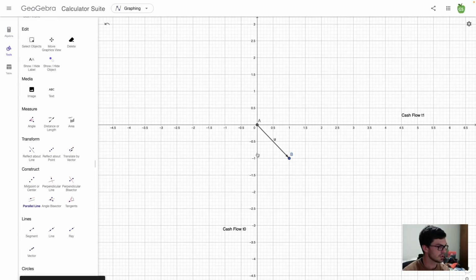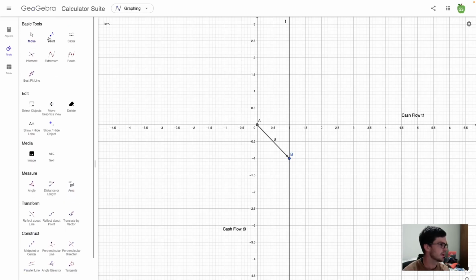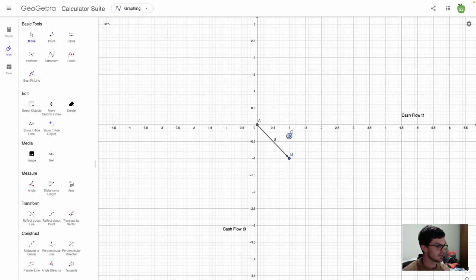I'll do a line parallel to the y-axis through our point at 1, 1. Now I'll make another point on the line, and then I'll just hide the line. Okay, so now we have this movable point. It says we're going to get a cash flow of $1 tomorrow, and today we're varying the price of this asset.